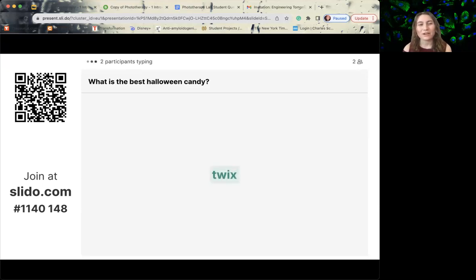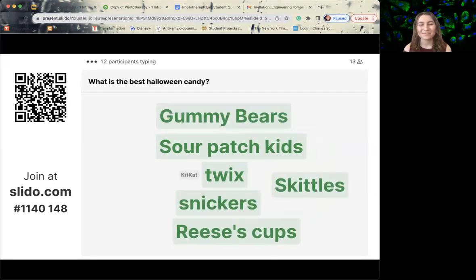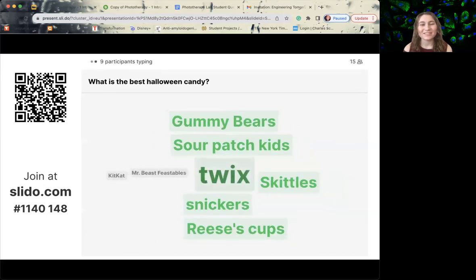I think my favorite Halloween candy was always Hershey's. Ooh, Twix is coming out strong. It's very, very good. Yeah, in my high school when I was a kid, Twix was very, very popular. Got some Sour Patch Kids. Okay, that one's now pretty strong. And Reese's Cups. Snickers, Skittles, very good.